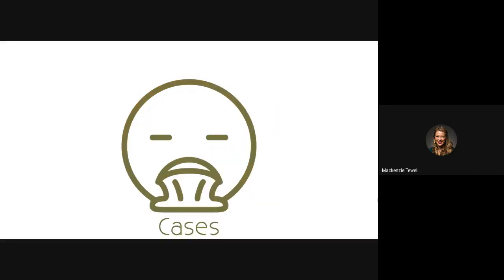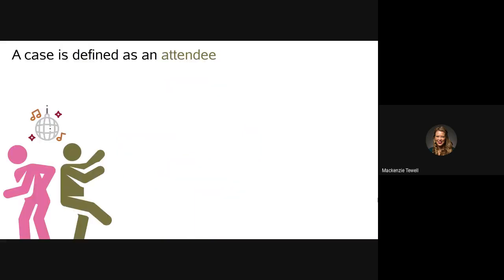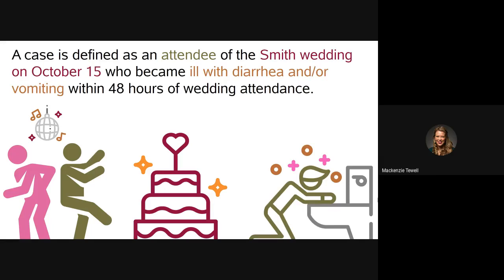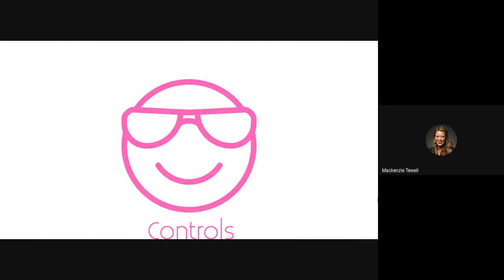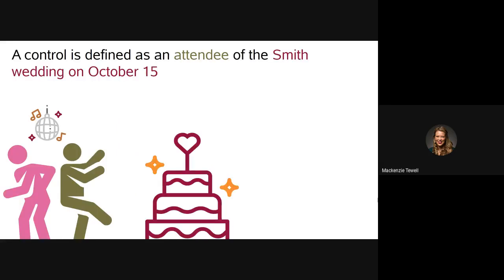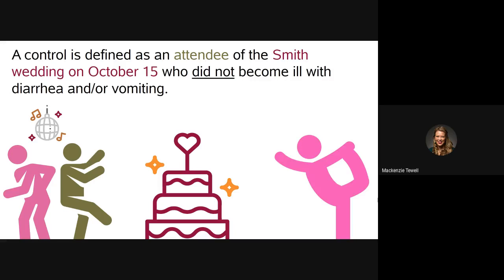But first, you have to create your case definition so you'll be able to differentiate your cases from your controls. Case definitions include clinical features and person, place, and time. In this outbreak, a case will be defined as an attendee of the Smith wedding on October 15th who became ill with diarrhea or vomiting within 48 hours of wedding attendance. Next, you want to pick your controls. Conversely, a control comes from the same population, so it will be a wedding attendee who did not become ill after attending the Smith wedding on October 15th.